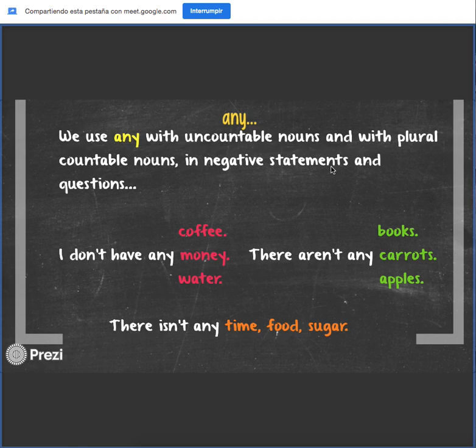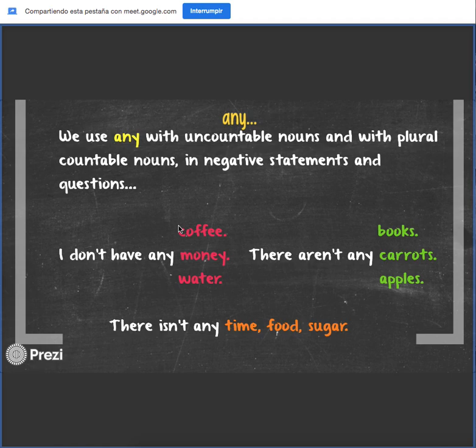Okay, so let's check the examples. I have coffee that is uncountable and I have books that is countable. So look at this. I don't have any money. Or I haven't drunk any coffee. Or you can say, there aren't any books. There aren't any carrots. Can you see? I am using any to say that I don't have it. Para decir no hay ninguna zanahoria. No tengo nada de dinero. No he tomado nada de café hoy. No hay. No ha pasado.